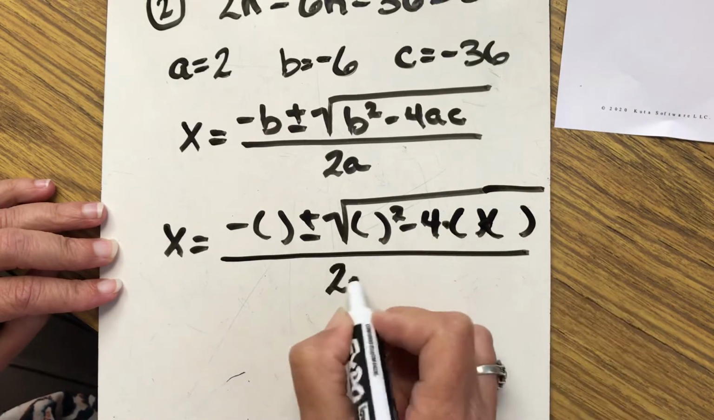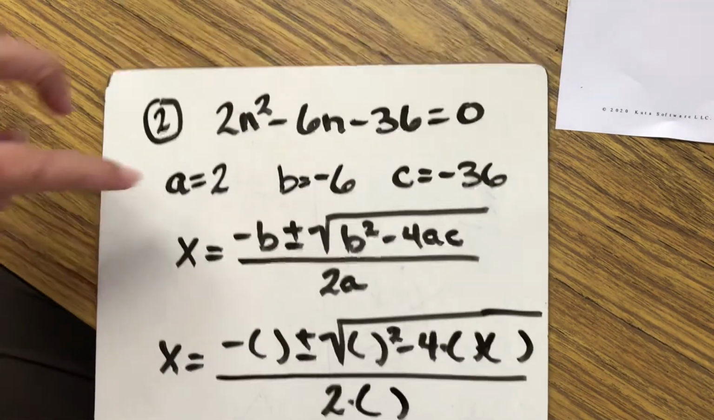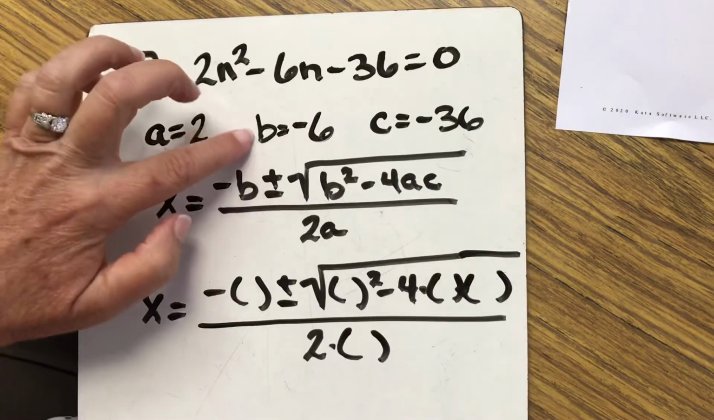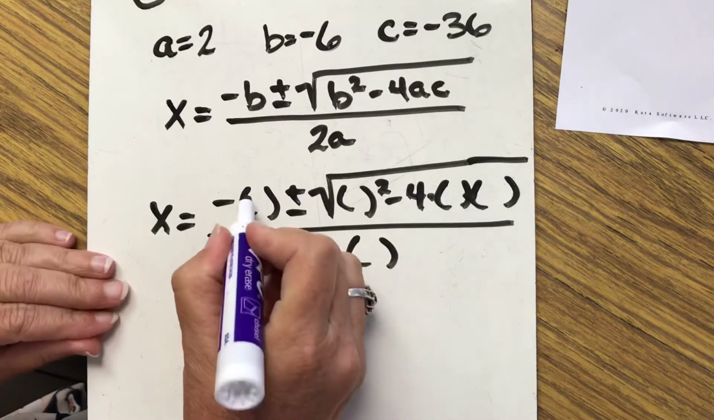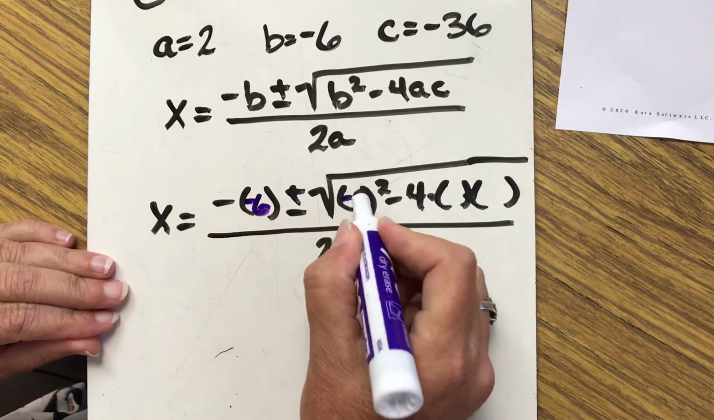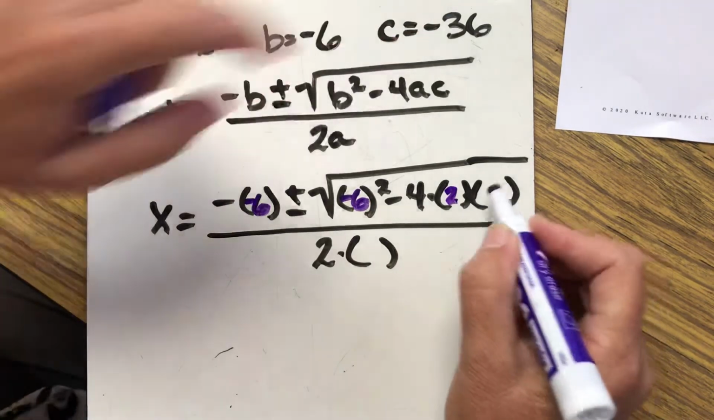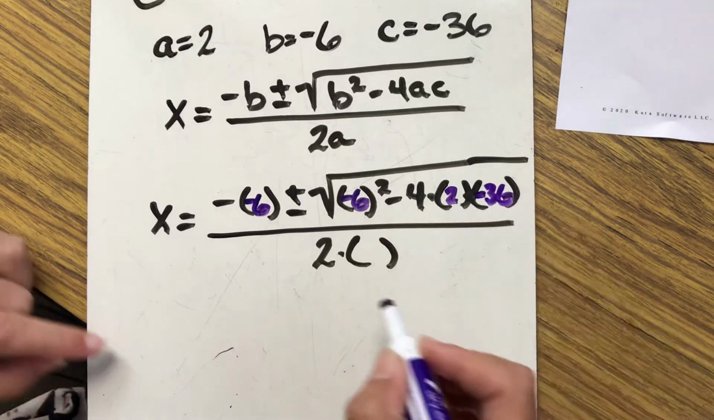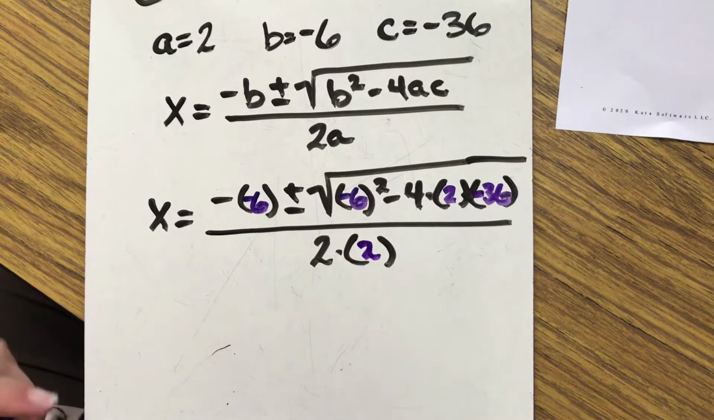All over 2a. So now we're going to go back to what we identified in the beginning, our 2, negative 6, and negative 36. So B is what we're going to be using first. That's negative 6. This is a negative 6. This is 2. That's negative 36. And this is going to be 2 over 2. Looks good. Let's start cleaning it up.